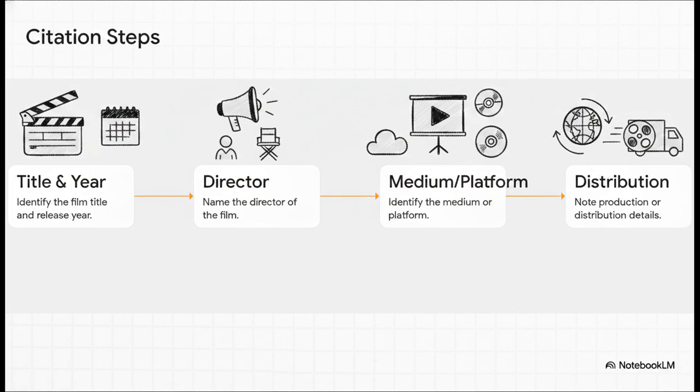So let's build this citation piece by piece. Harvard variants usually construct a reference using a very specific logical formula. You kick off with your baseline, the film title and the release year. That's immediately followed by the director, who, in the context of film citation, essentially acts as your author. Then we get to that critical element we just talked about, the specific medium or platform. And finally, you wrap the whole thing up with the production or distribution details. Master this sequence, and you've got a flawless reference every single time.